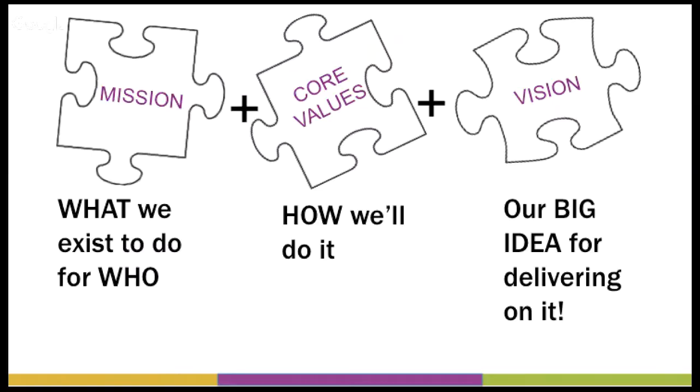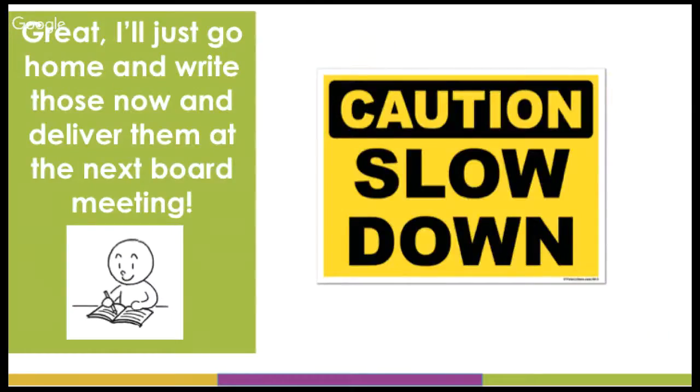Okay, so when we're talking about the vision cornerstone, it really has 3 parts that we've just reviewed. It has your mission, what we exist to do for who, your core values, how we'll do it, and the vision, our big idea for delivering on that mission. Great! I'll just go home now and write these and deliver them at the next board meeting. Caution, slow down, wait. That's not exactly what we're recommending to do.